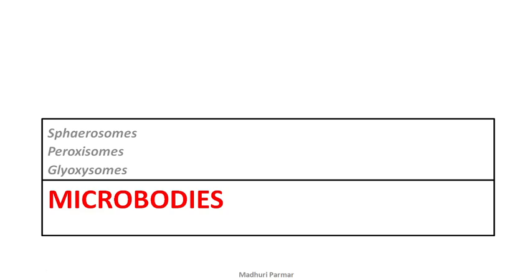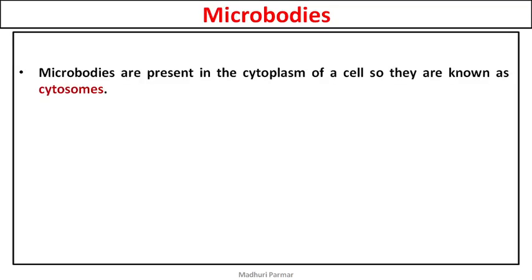Now we come to the last part of today's lecture, which are the microbodies. As the name suggests, they are small organelles. They are not seen in all of the cells, and they have very specific functions. So they are seen only in some eukaryotic cells. We shall see the first one.